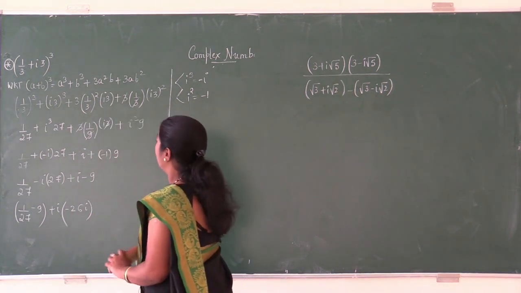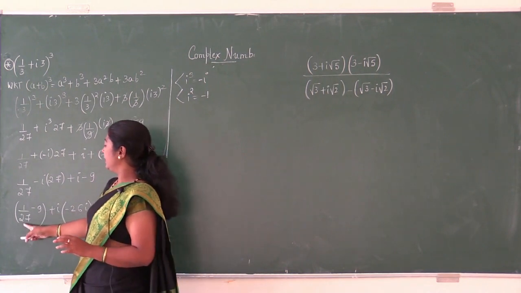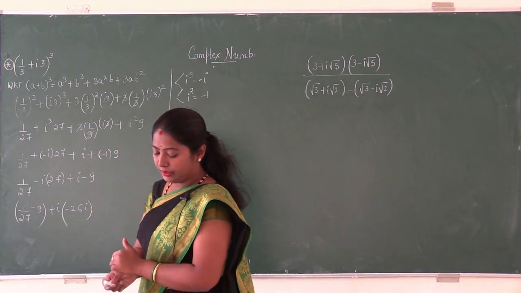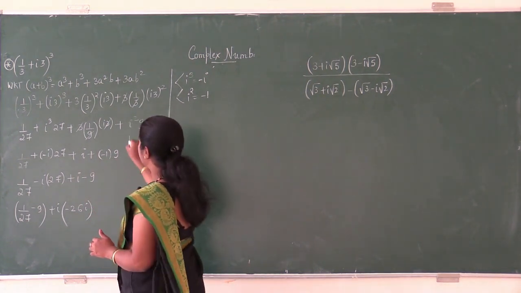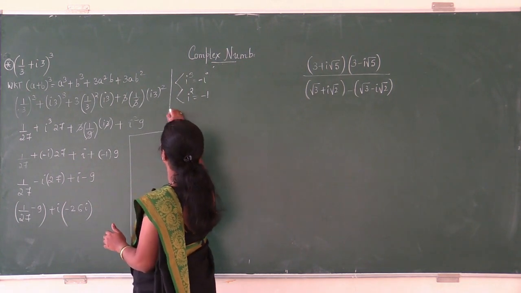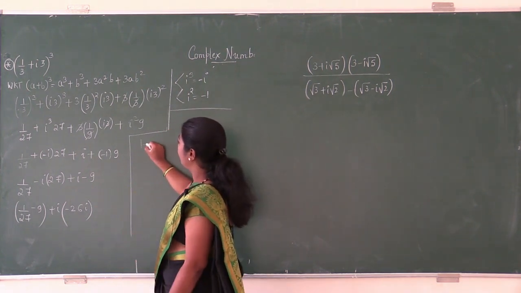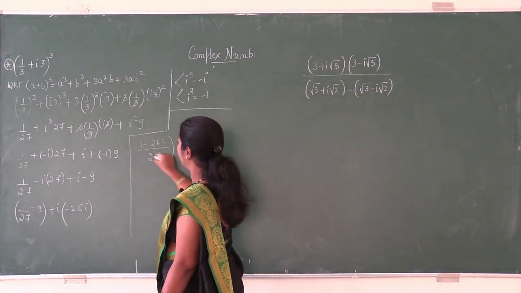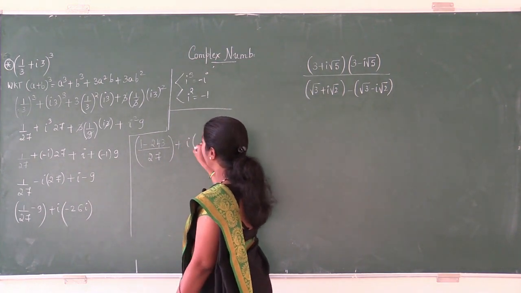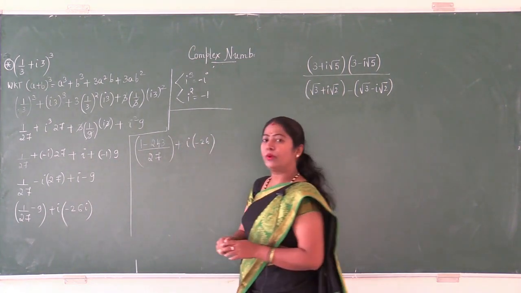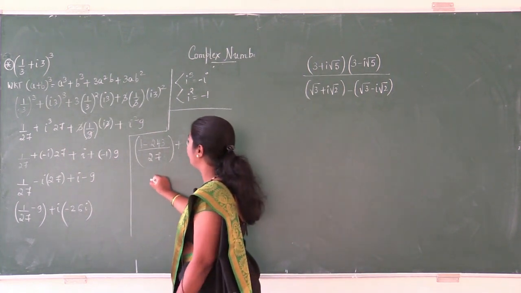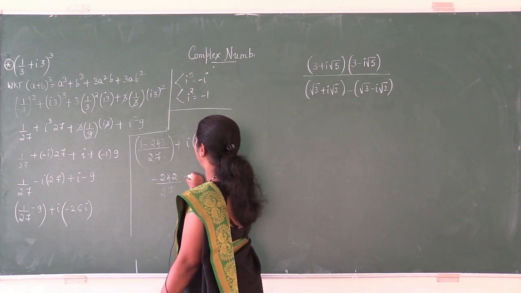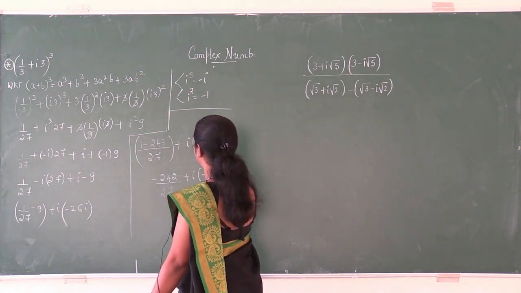So simplifying further, 27 into 9. What is 27 into 9? That is nothing but 243. So this can be further simplified and written as (1 minus 243)/27 plus i into minus 26. So what is 1 minus 243? 1 minus 243 will be minus 242/27 plus i into minus 26.